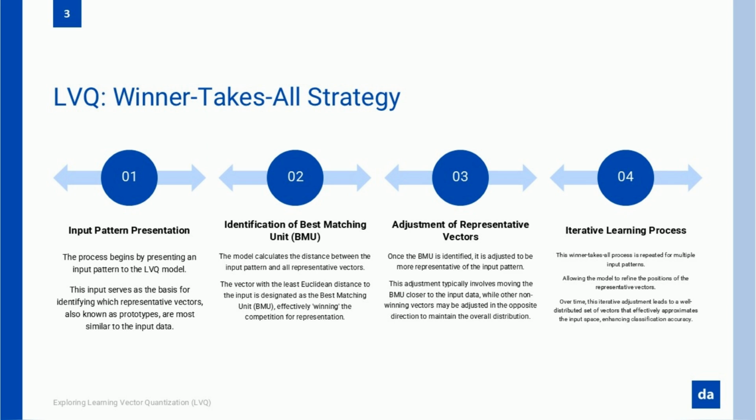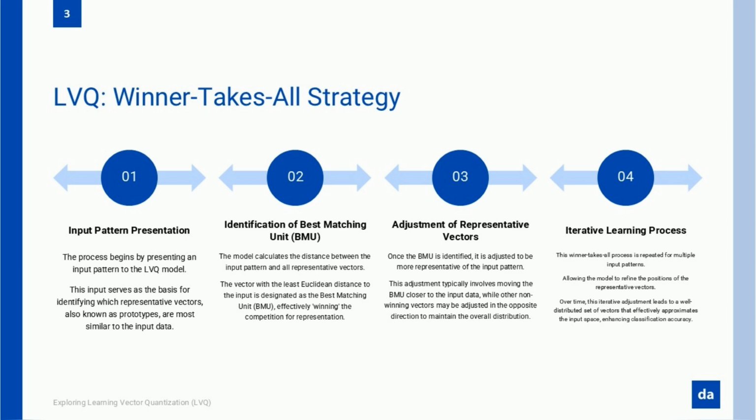Step 2, adjustment. Instead of just classifying and calling it a day, LVQ learns and improves over time. If the BMU correctly represents the new data point, it moves even closer to it. If it misclassifies, it moves away, refining itself with each new example. It's like a self-improving group leader, getting better at representing their crowd every time they meet someone new.